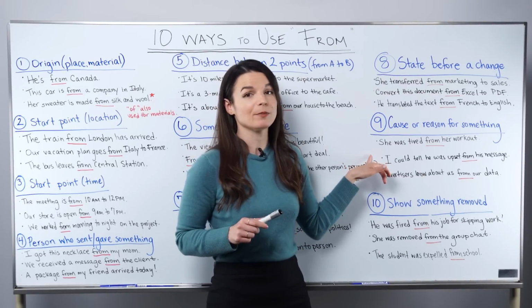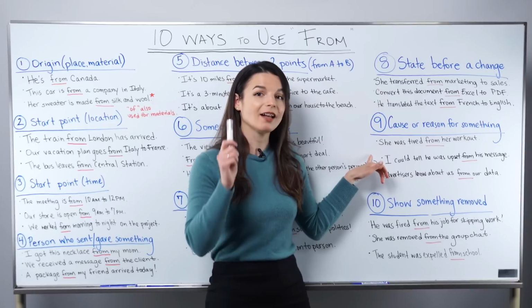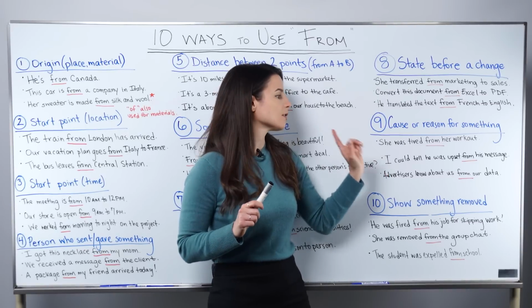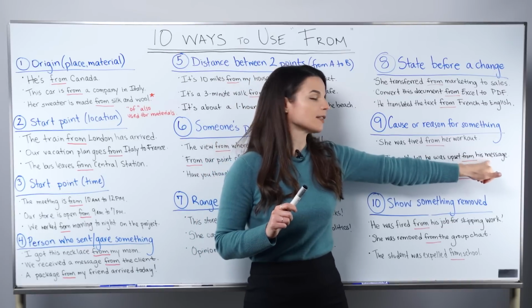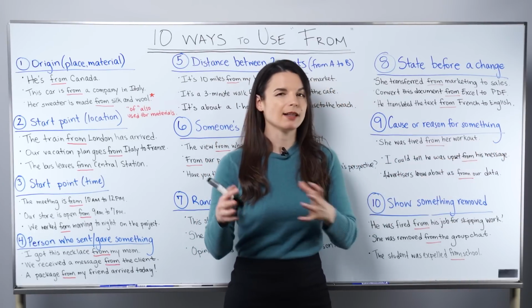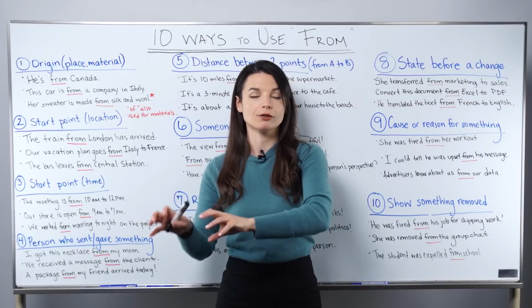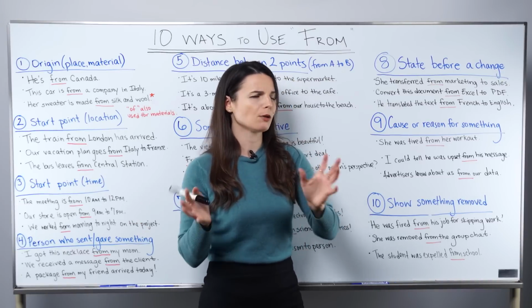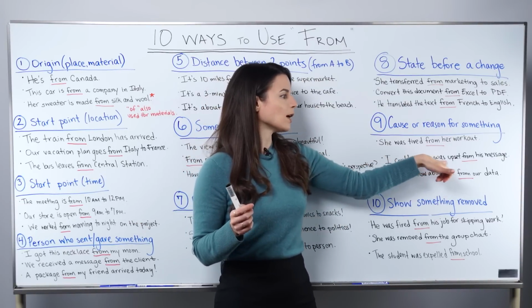I could tell he was upset from his message. So here we have from his message. This use shows us that the message, in this case, is telling us some information. That's a cause or a reason for something. What is it doing? I could tell he was upset.